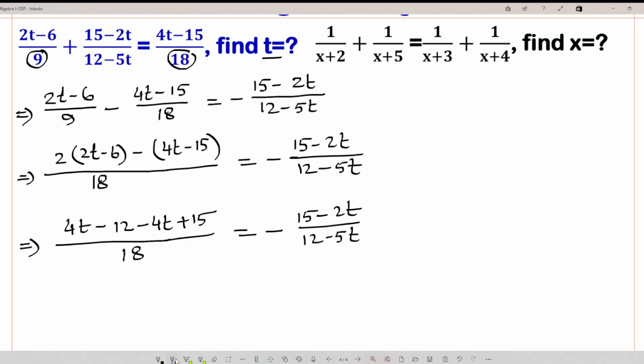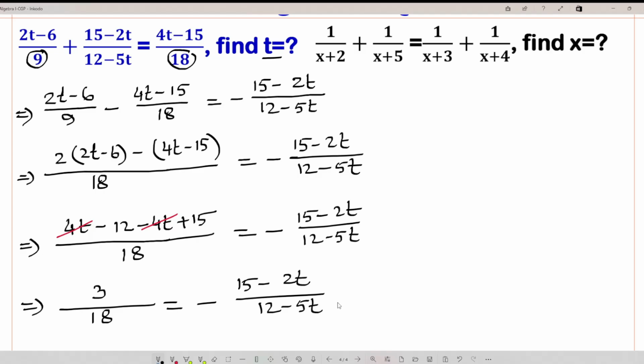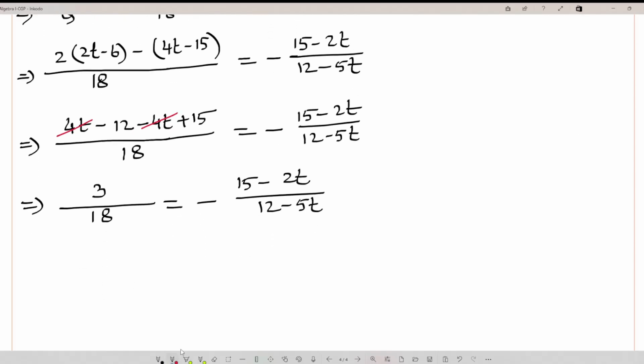Now look, here is plus 4t and minus 4t out. Therefore we can write here is plus 15 and minus 12, it means 3, and here is 18 equals to minus 15 minus 2t divide 12 minus 5t. Okay, so we can divide both numerator and denominator by 3. So here is 1 and here is 6. So we can write 1 divide 6 equals to minus 15 minus 2t divided by 12 minus 5t.